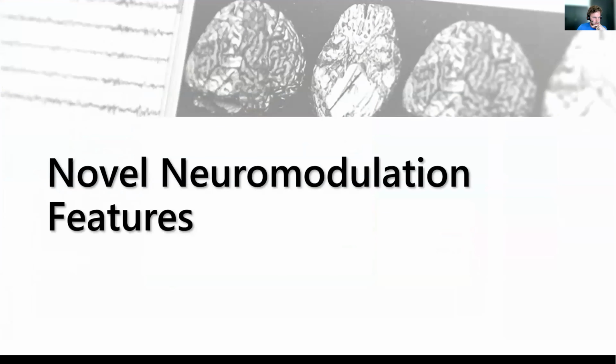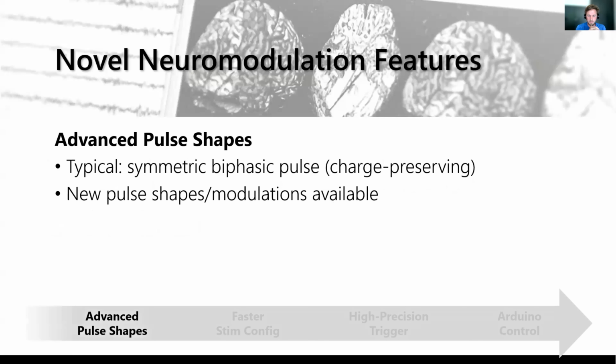Right, good. Now let me come to the third part of my talk. It's about novel neuromodulation features. In previous years, we have been working a lot on the switching unit, but in the last year, we have worked more on the stimulator side. So we have come up with a couple of new features for the stimulator. The first one is to widen the range of pulse shapes we can deliver.